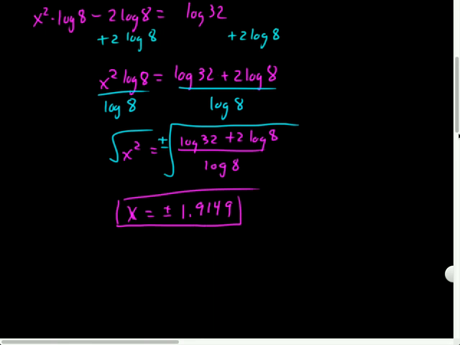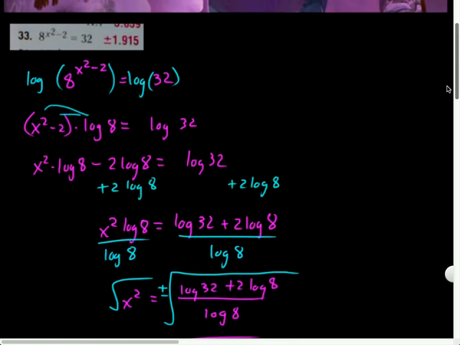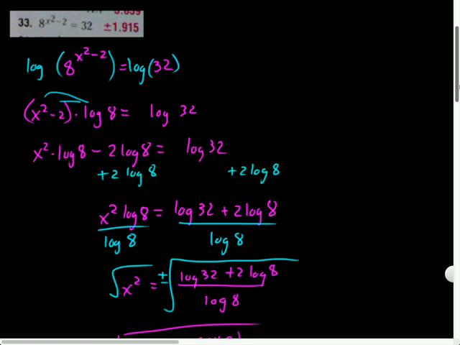But the idea is to get a variable out of an exponent, log both sides, use your power property, and then get the x by itself using some sort of means. Oh yeah, that's what I wanted to do. I wanted to show an alternate reality for this.